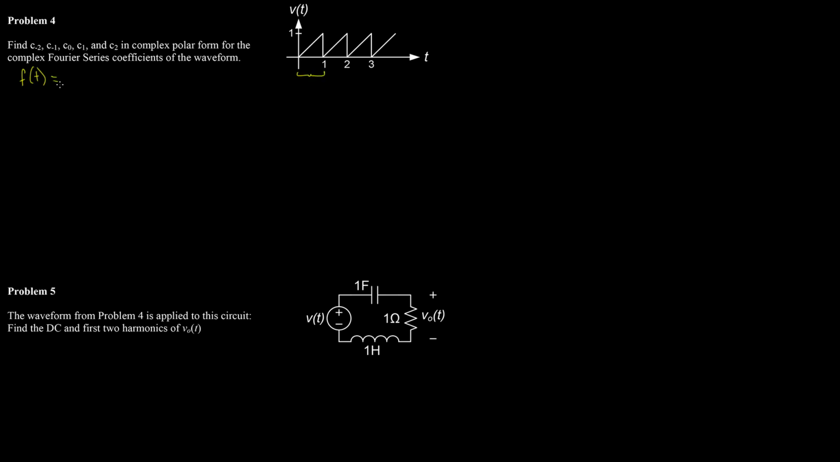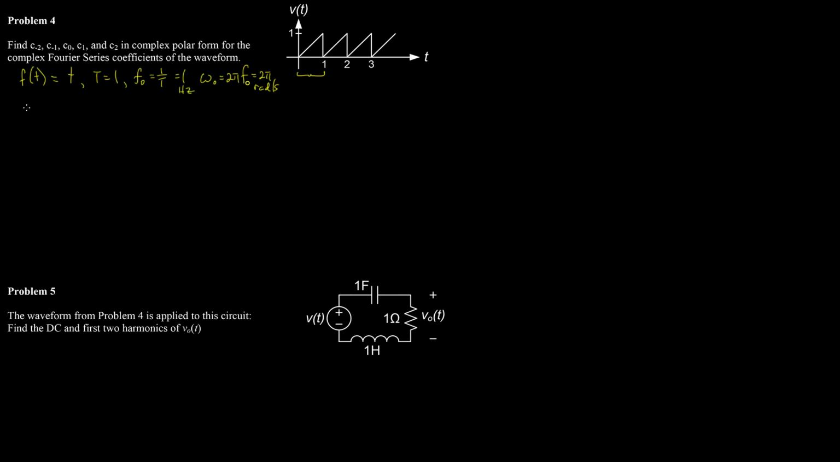In that region, f of t is equal to t, since its slope is 1. And that's true for its time period, which is also 1. That means its fundamental frequency is 1 over its time period, which is 1 hertz, and its angular frequency is 2 pi f, so that is 2 pi. The units of this are radians per second, and the units of this one are hertz.